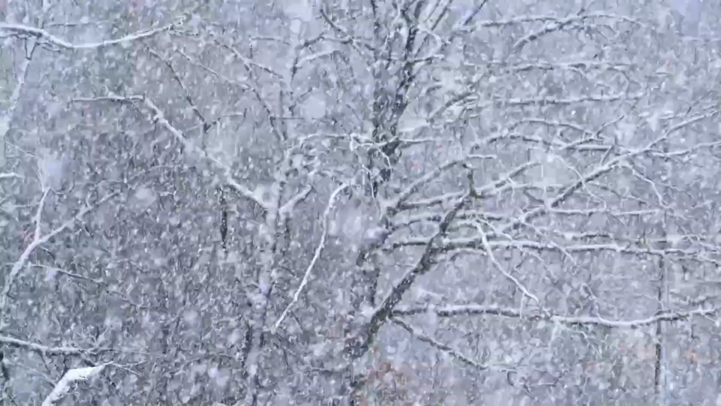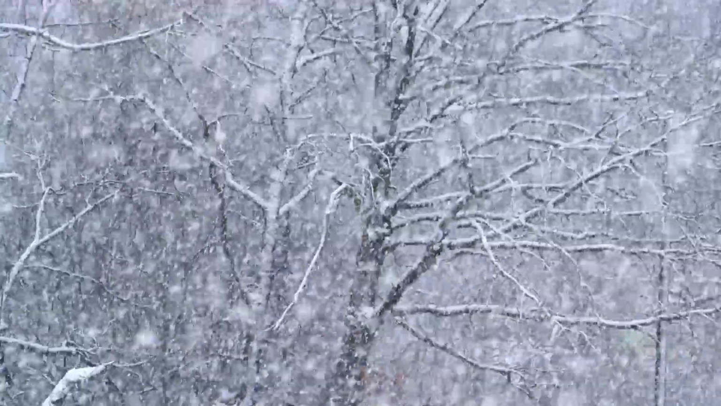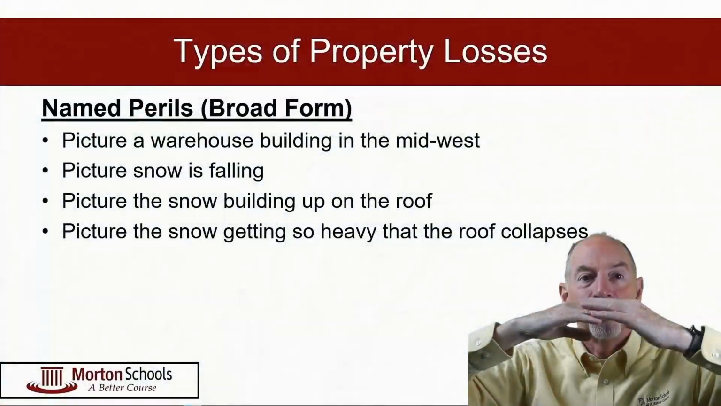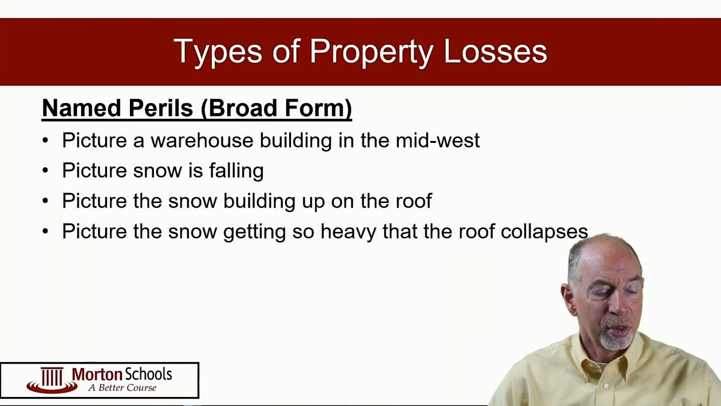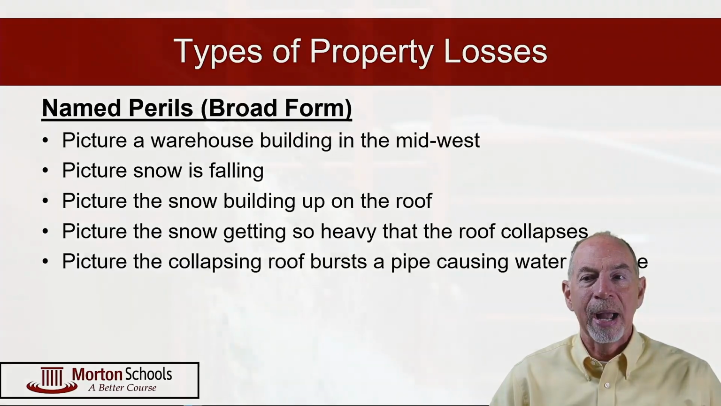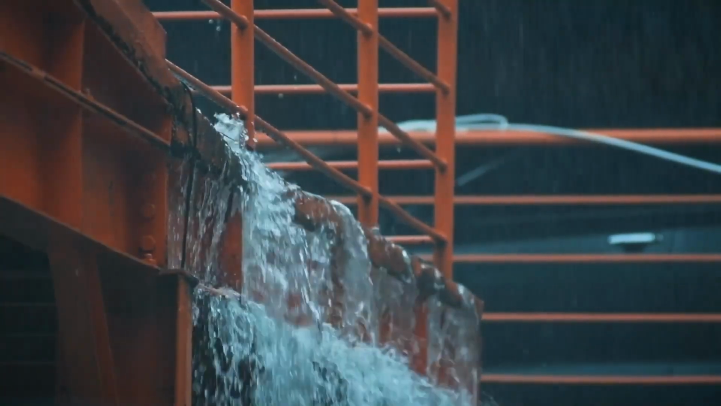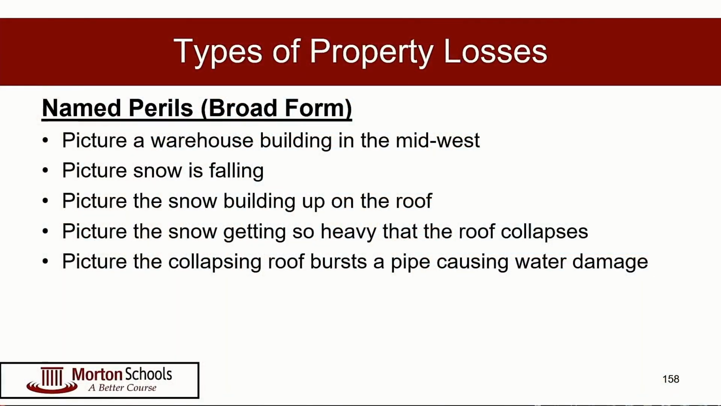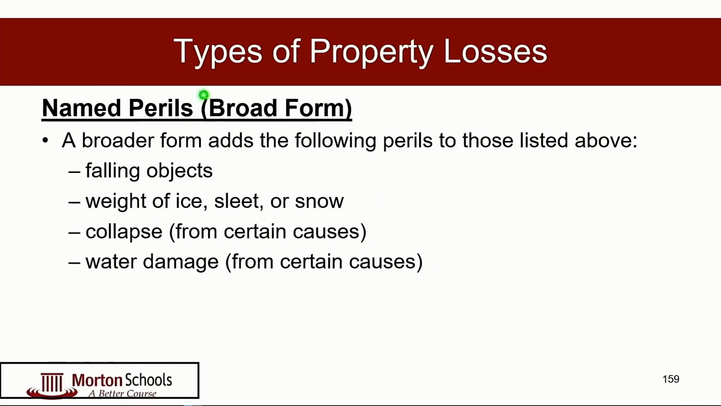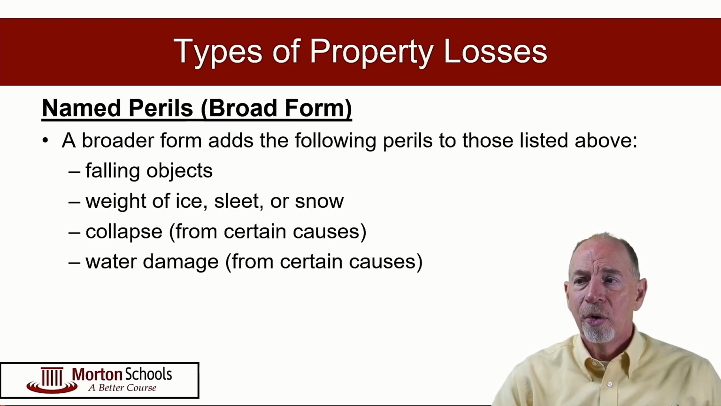In fact, the snow builds up on the roof until the snow gets so heavy that the roof collapses. And the roof collapsing bursts the pipe and causes water damage. Can you picture that in your mind? The 4 items are what? The snow is falling, so that represents the falling objects. The weight of ice, sleet, or snow represents the snow building up on the roof.